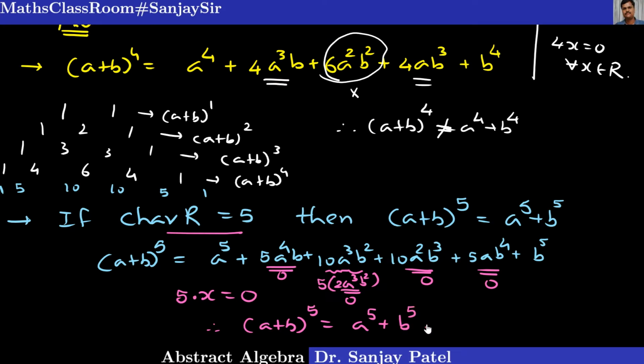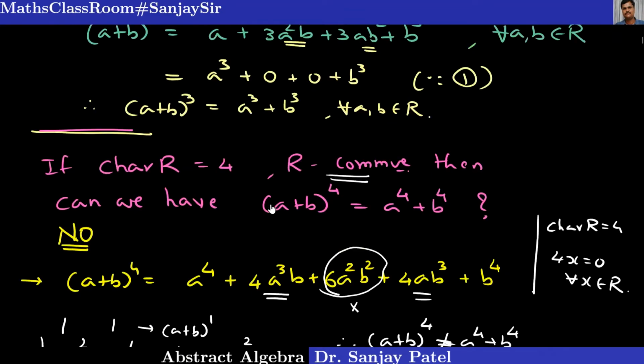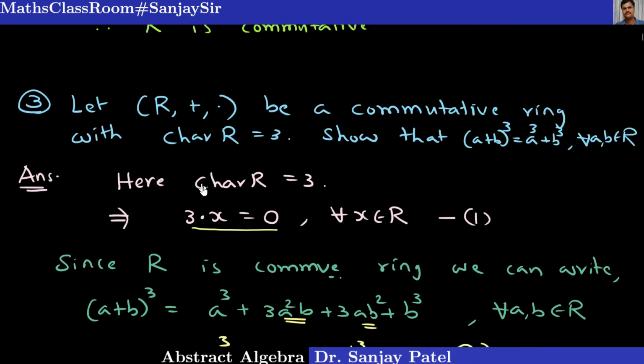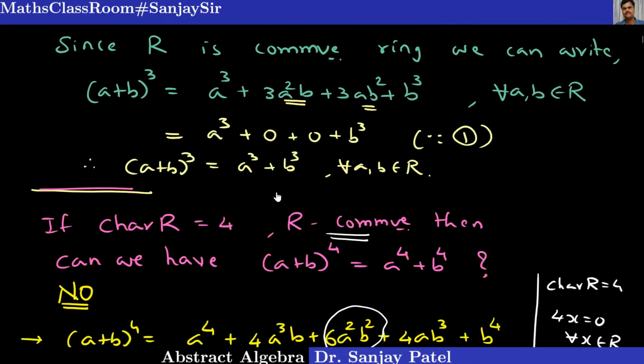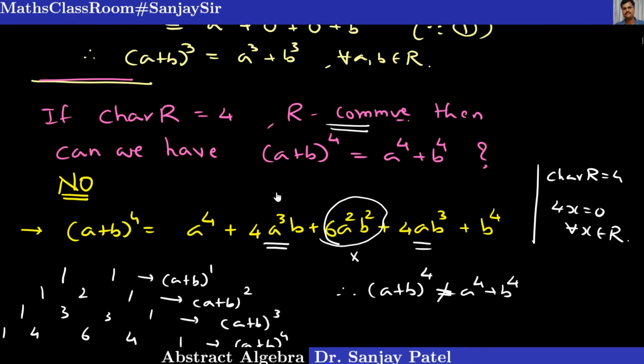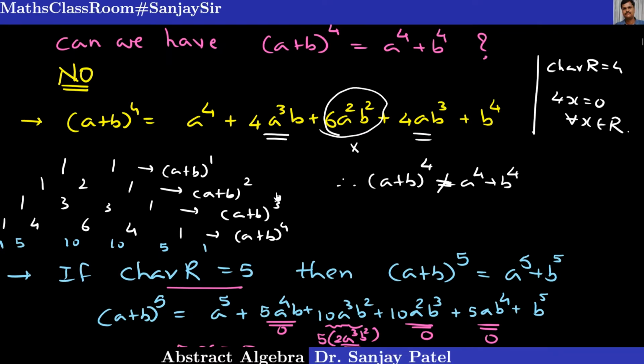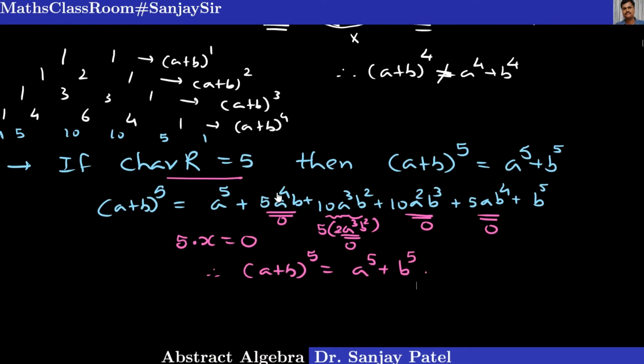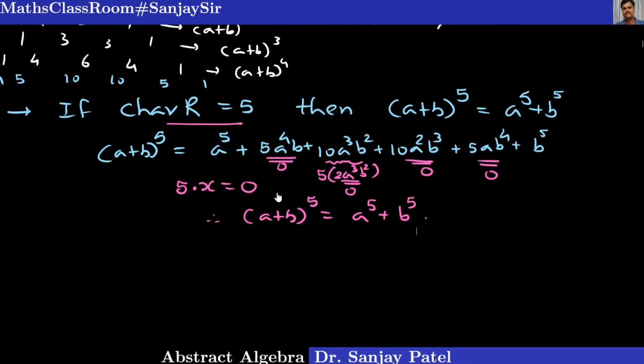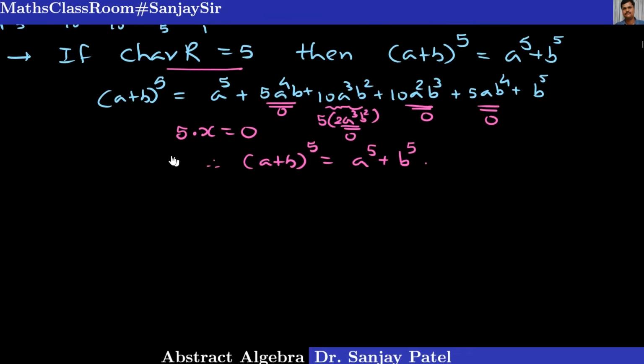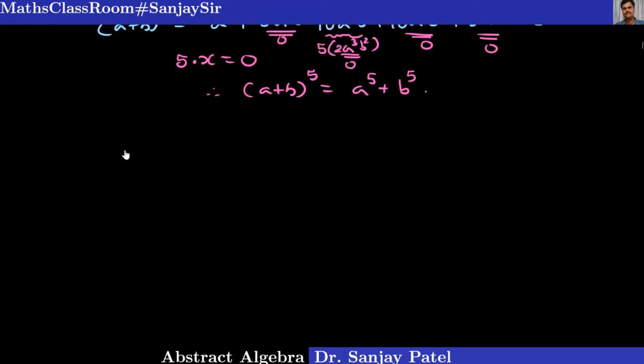So from this set of problems, what we are observing here is if the characteristic of the ring R is 3 or 5, the result holds that (a plus b) raised to n is equal to a raised to n plus b raised to n. In fact, the result is true in more general form if the characteristic of the ring is a prime number. So let us state that interesting problem.